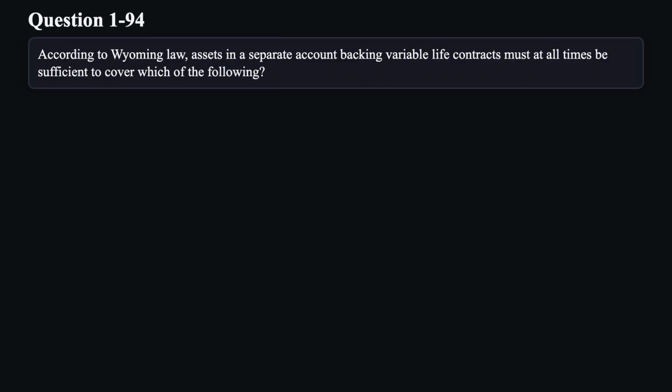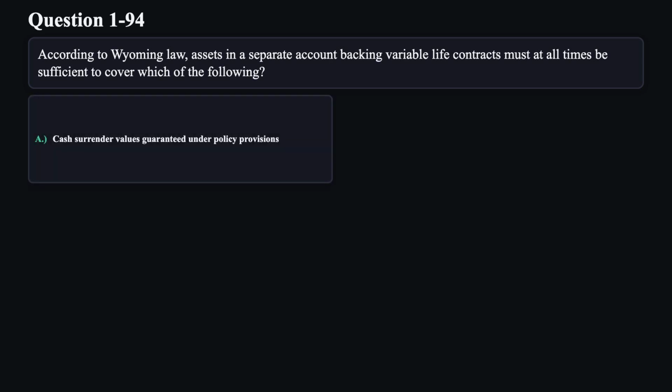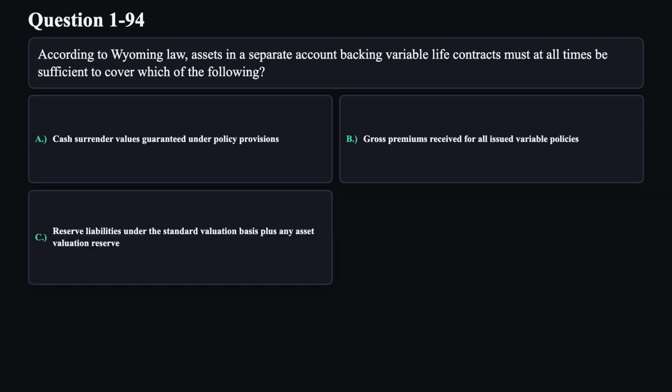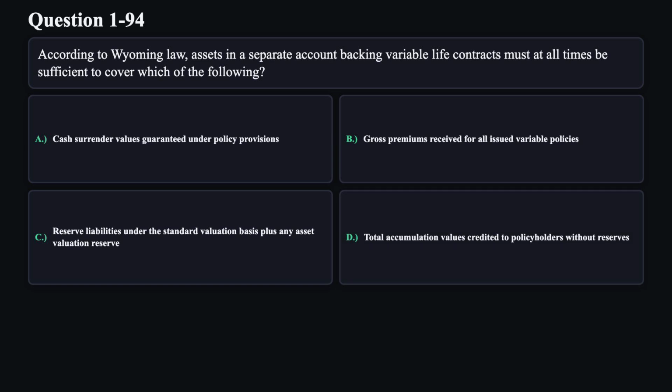Question 94. According to Wyoming law, assets in a separate account backing variable life contracts must at all times be sufficient to cover which of the following? A. Cash surrender values guaranteed under policy provisions. B. Gross premiums received for all issued variable policies. C. Reserve liabilities under the standard valuation basis, plus any asset valuation reserve. D. Total accumulation values credited to policyholders without reserves.